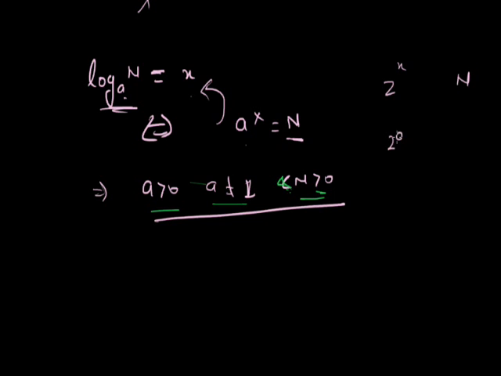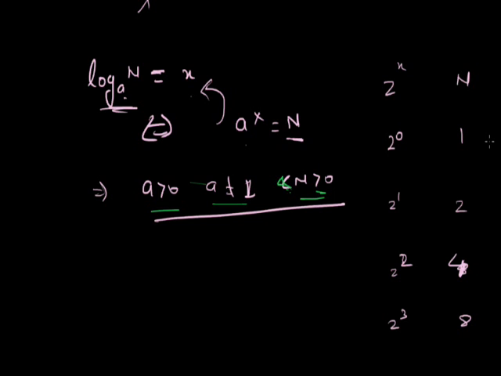Say if I say 2 raised to power 0, I'll get the value 1. 2 raised to power 1, I'll get the value 2. 2 raised to power 2, I get the value 4. 2 raised to power 3, I get the value 8. Now, the factor we are understanding is I'm increasing the value 0, 1, 2, 3.